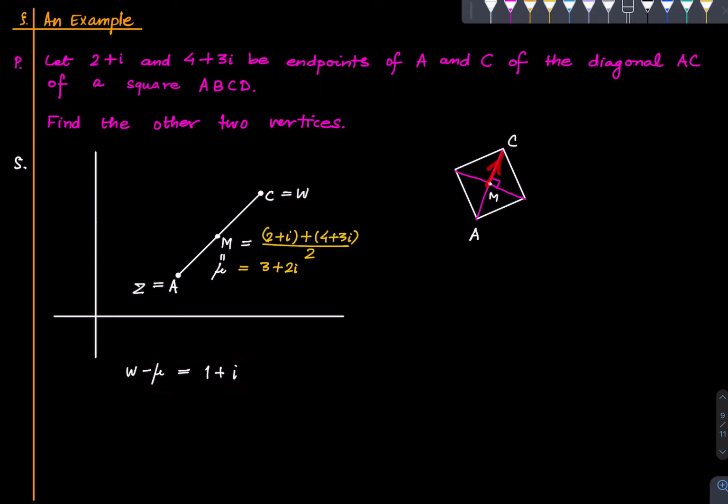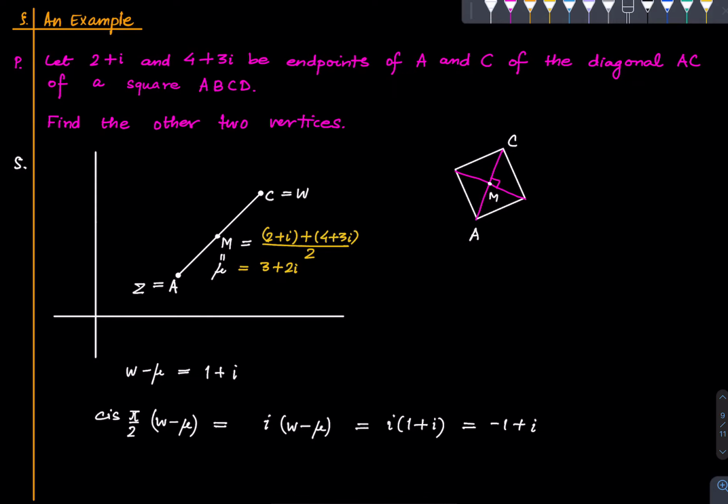And now we rotate that by 90 degrees. How do you rotate something by 90 degrees? You multiply by cis 90. So cis 90 or cis pi by 2 times w minus mu is nothing but I times w minus mu. Something I should have said earlier: cis pi by 2 is I. I is the complex number which rotates things by 90 degrees or by pi by 2 radians. Right? Therefore, this is equal to I times 1 plus I, which is minus 1 plus I.